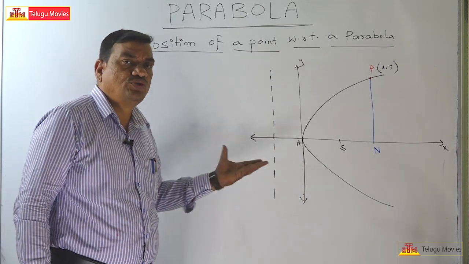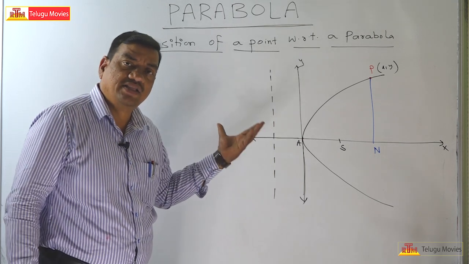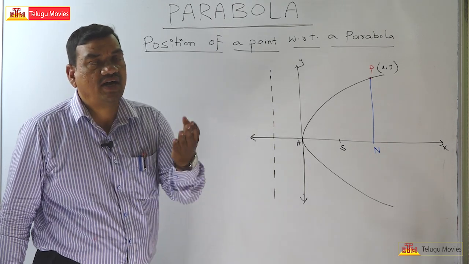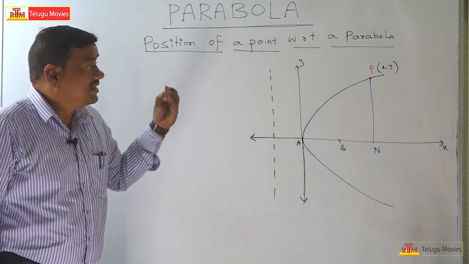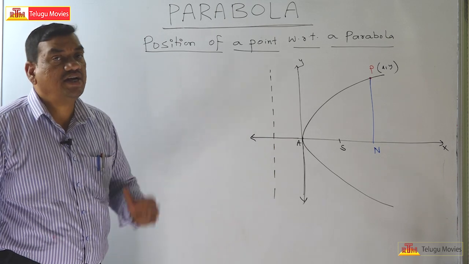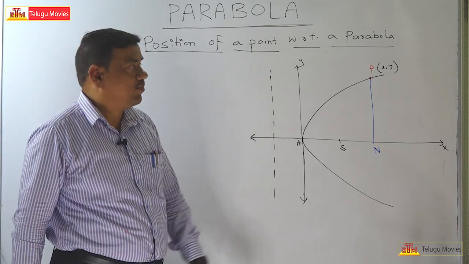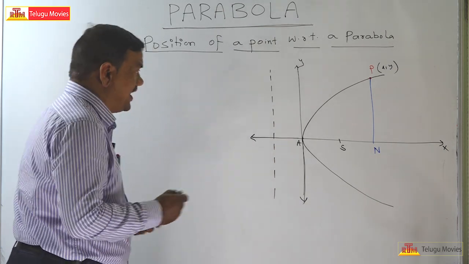We substitute that point in the equation. If the equation is satisfied by that point, then we can say that the point lies on the curve. Then how do we decide whether the point lies inside the parabola or outside, the interior or exterior of the parabola? Let us take a graph of the parabola y squared equals 4ax.